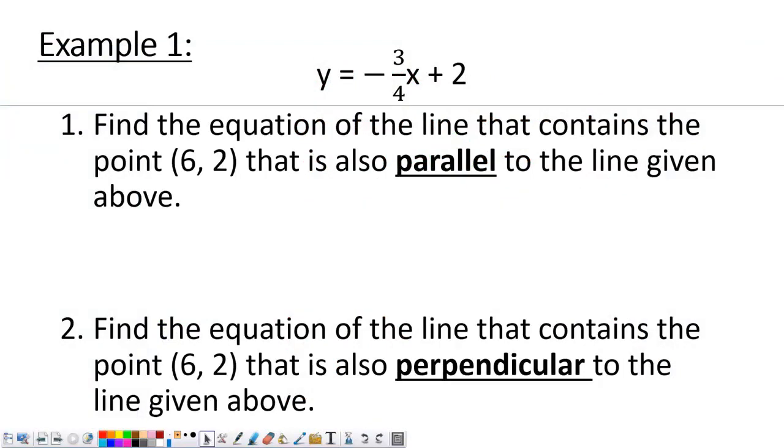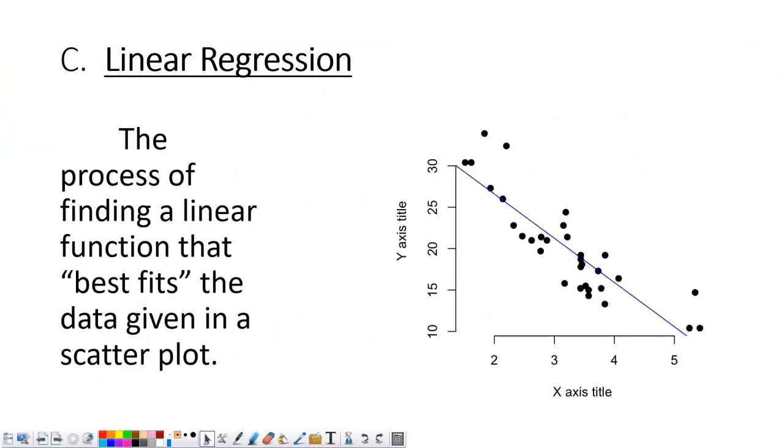All right. Moving on to a new topic here. So that's the end of parallel and perpendicular lines. We'll talk about our second big topic of the day, which is what we call linear regression, which is also a concept known as the line of best fit. So linear regression is a process of finding a linear function or a straight line that best fits the data on a scatter plot.